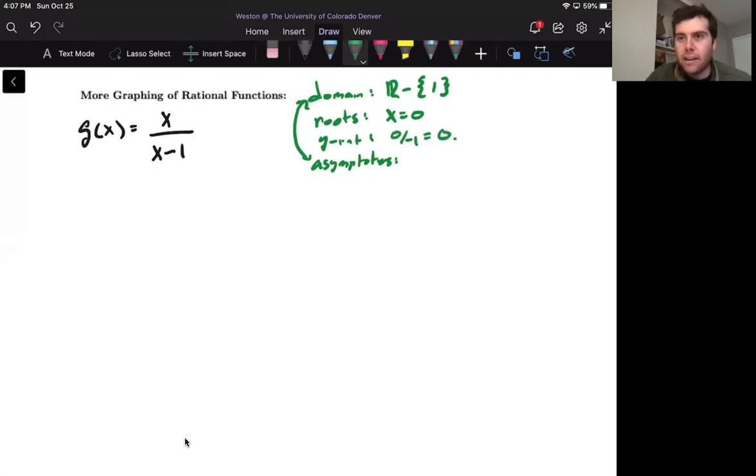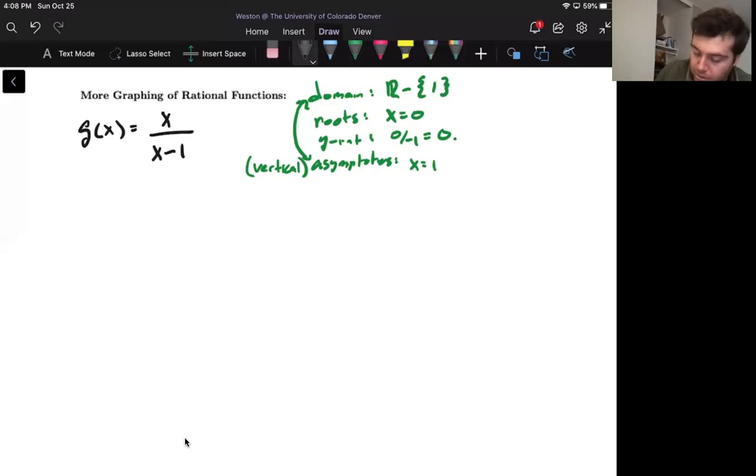And we get an asymptote at points the domain does not contain, so we get an asymptote at x equals 1. And more formally, this is a vertical asymptote. We call it vertical because it's straight up and down. And that'll be an important distinction later on in this video when we introduce an oblique asymptote.